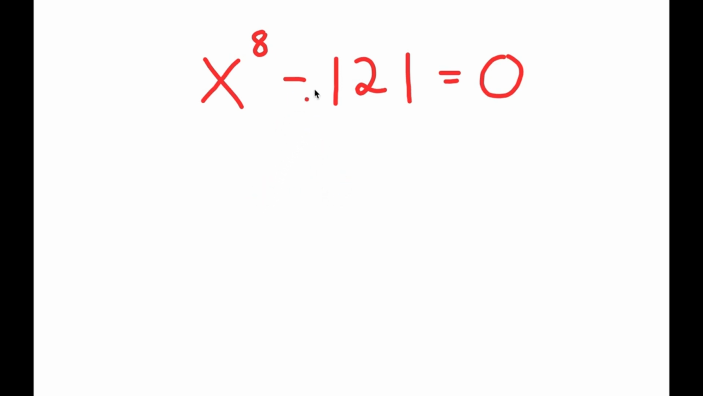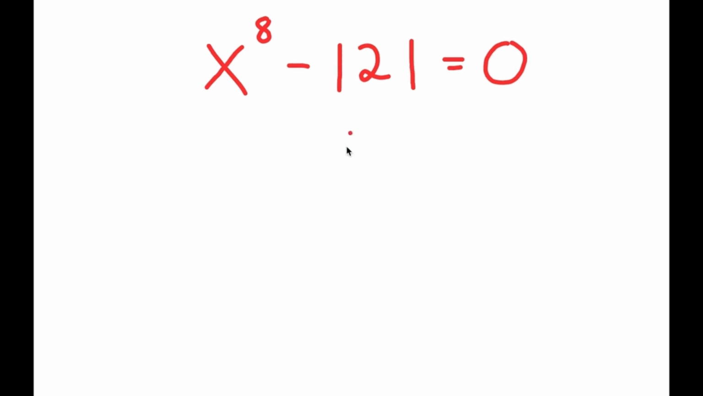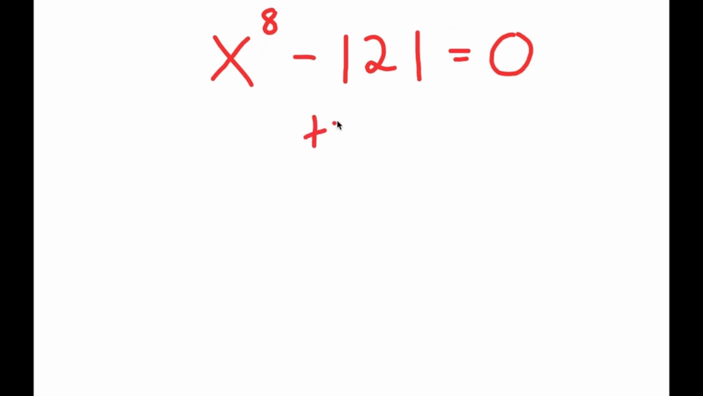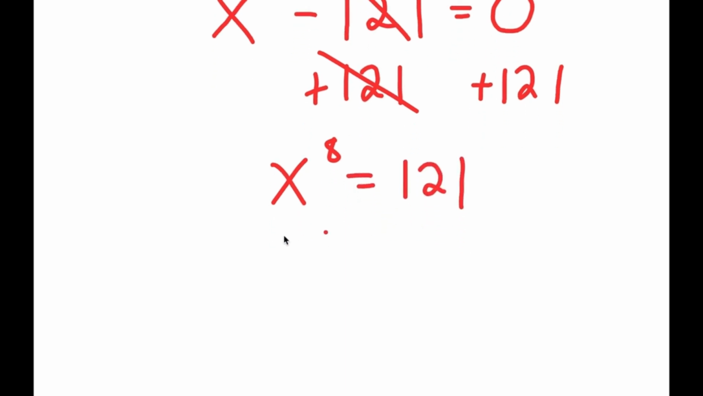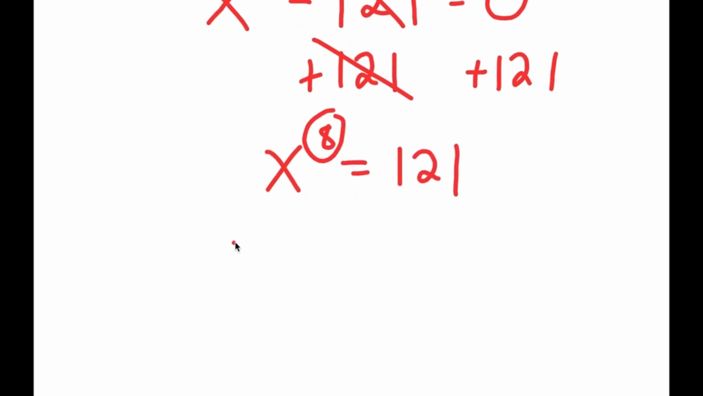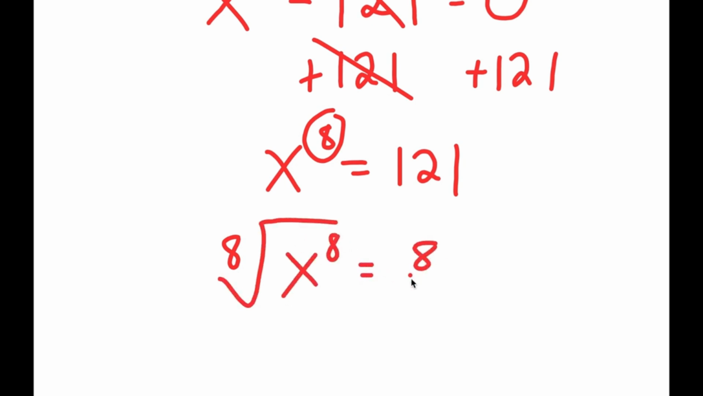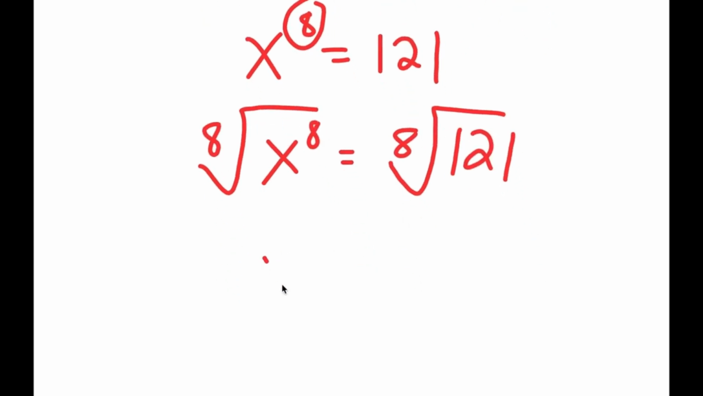Alright, so in this video, I'm going to be teaching you guys how to solve this exponential equation. So we have x to the power of 8 minus 121 is equal to 0. Now, what most people would think to do to solve this equation is add 121 on both sides. So then I would get x to the power of 8 equals 121. And then, since x is to the power of 8, take the 8th root on both sides to get an answer of the 8th root of 121.